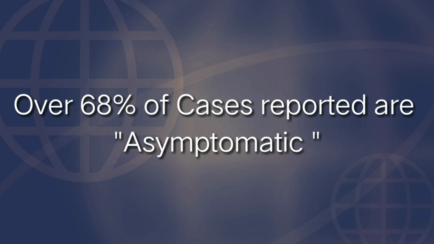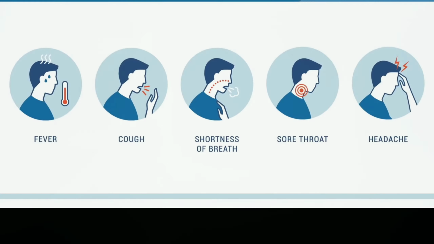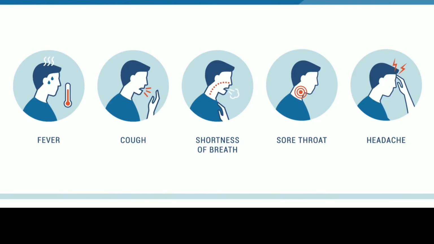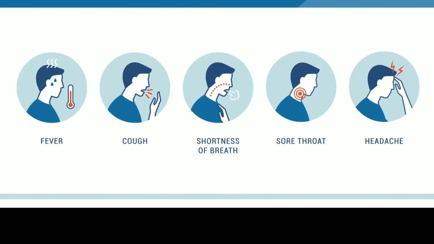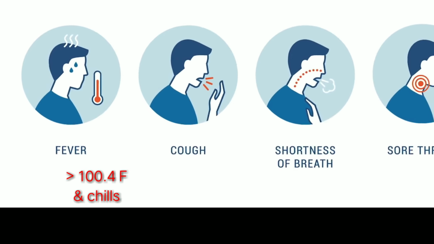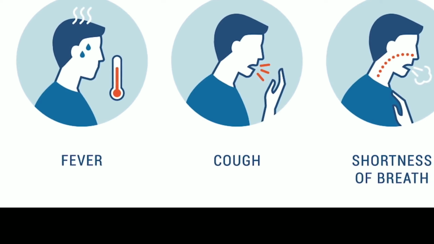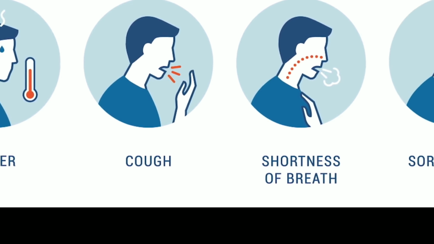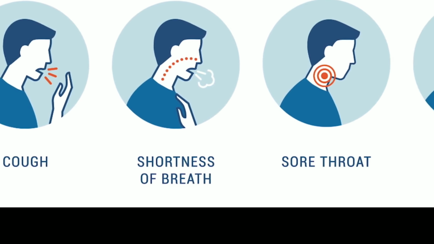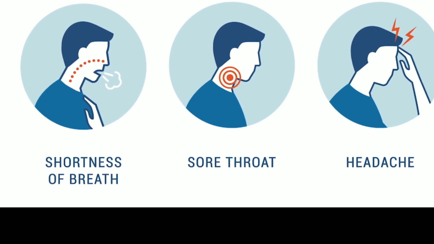Some people have no symptoms at all. This is called being asymptomatic. Signs and symptoms have a wide range with COVID-19 infection. Commonest of all of them are high fever with chills, that is, more than 100.4 degrees Fahrenheit. Some people also experience muscle pain or myalgia.